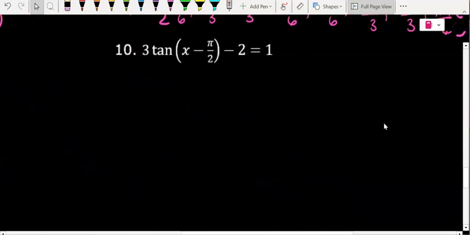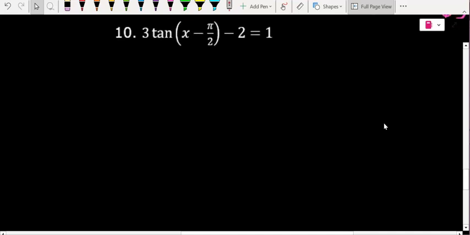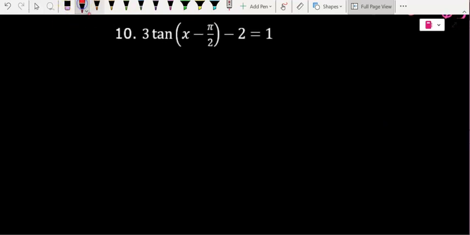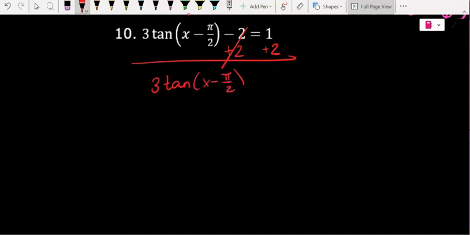All right, let's look here at number 10. On this one right here, again, I don't have a period change, but I do have a phase shift. I'm moving right pi over 2. So let's go ahead and solve. In order to do that, I have to get my trig function and its parentheses all by itself. So my very first step is to add 2 to both sides. And now that's going to leave me with 3 times the tangent of x minus pi over 2. And on the right, I have 1 plus 2, so it equals 3.